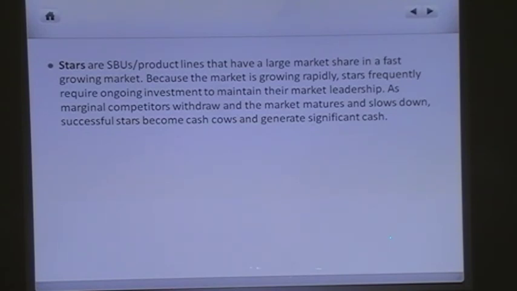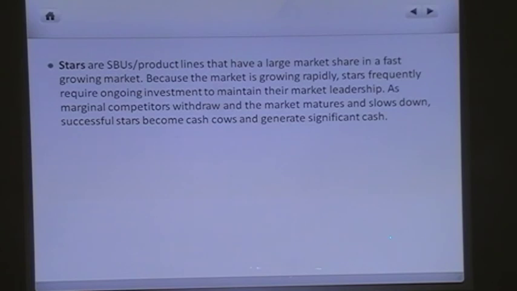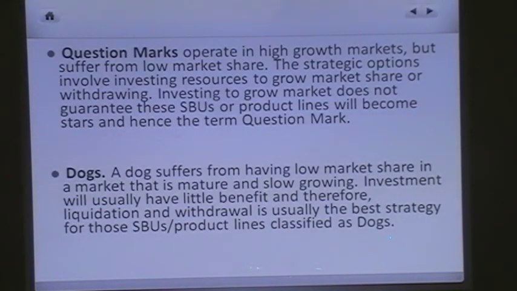And today, 5-6 years down the line, the iPhone 5 has been launched, and we see that the company is selling the product in volumes. The company's strategy has been very successful, and it has been able to grow its market share and its cash flow using just this product, and today it has become a cash cow. So products which are in the star stage at some point become cash cows. Let's look at question marks.